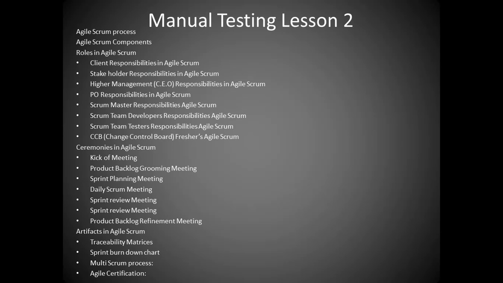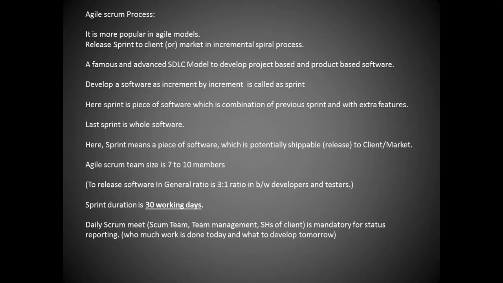In this tutorial, I am going to be mainly focusing on the Agile Scrum process itself. What are the components in Agile Scrum? The roles in Agile Scrum, ceremonies in Agile Scrum, artifacts in Agile Scrum, all these topics I am going to be covering in this tutorial itself. As I told in the earlier tutorial, we will see here what the Agile Scrum process is.